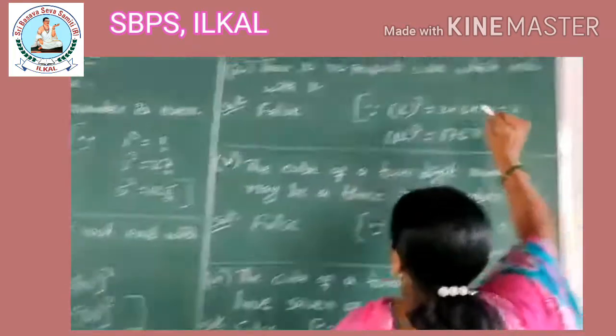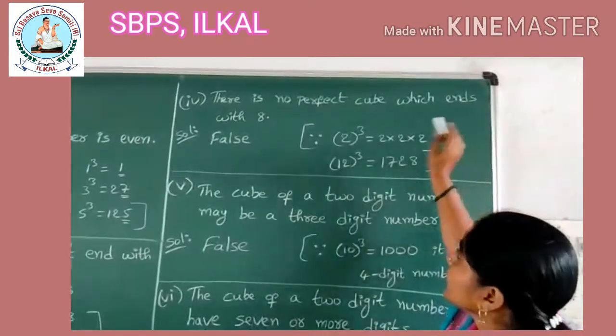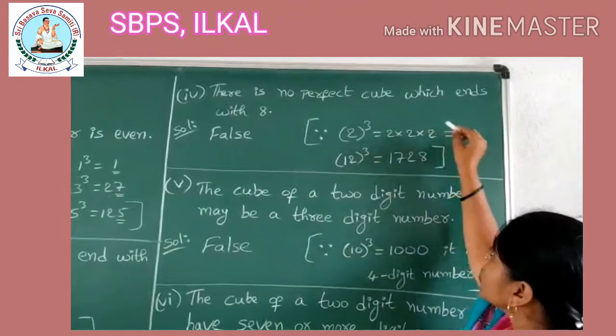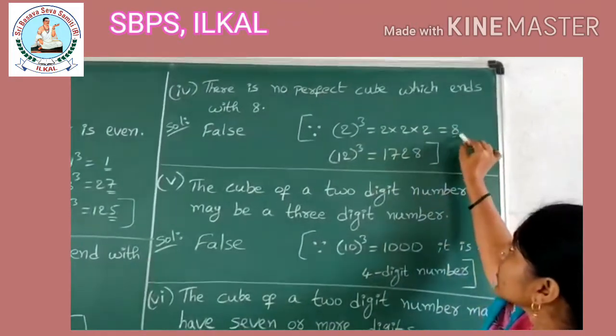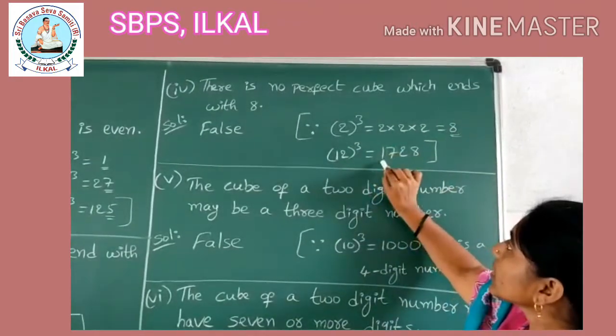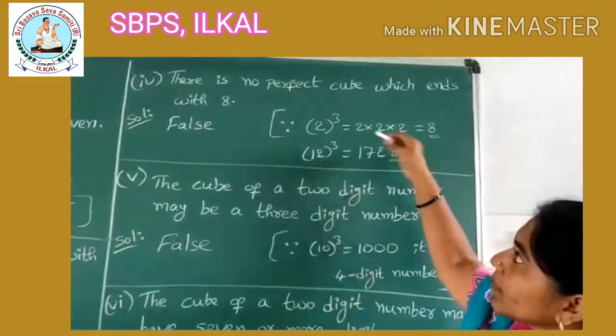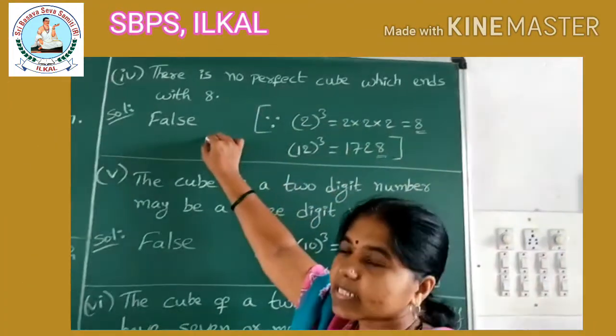Next one, there is no perfect cube which ends with 8, they given. 2 cube value is 2 into 2 into 2. 2 2s are 4, 4 2s are 8. It ends with 8. 12 cube is equal to 1728. This number also ends with 8. Therefore, the given statement is false.